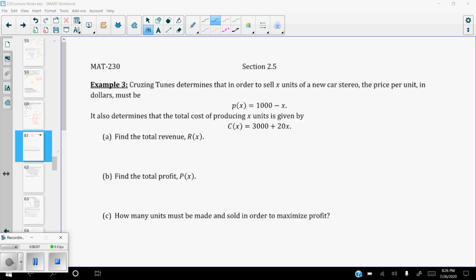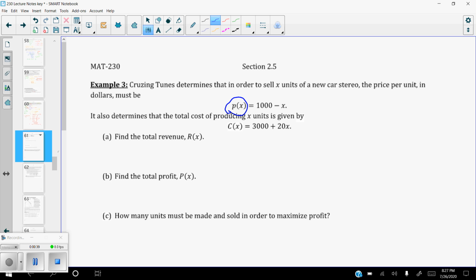Example 3. Cruising Tunes determines that in order to sell X units of a new car stereo, the price per unit in dollars must be p of x equals 1,000 minus x. It also determines that the total cost of producing x units is given by C of x equals 3,000 plus 20x. So notice that little p, this thing right here, that is the price, not the profit. That's different. We're going to use a capital P for the profit.